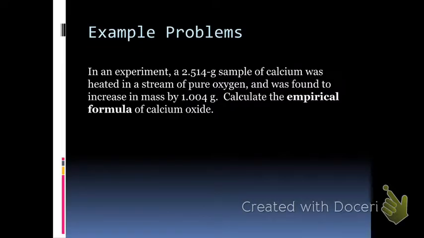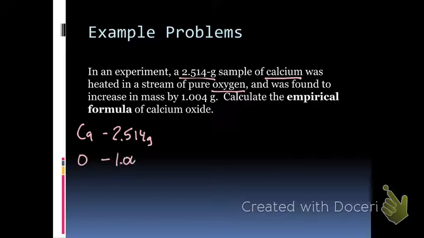So how do you calculate empirical formula in different problems? We first take a look at an experiment. In this experiment, we have calcium and oxygen, and we want to determine the empirical formula. The amount of calcium is 2.514 grams. Oxygen is 1.004 grams.